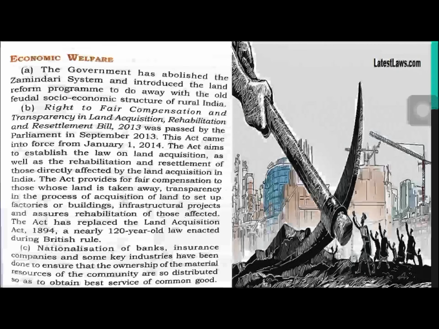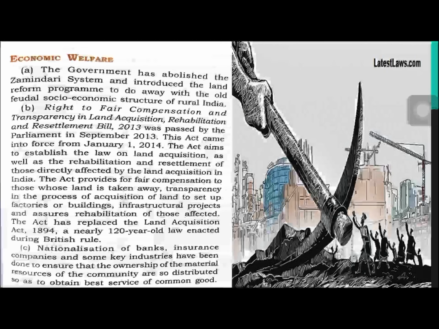Which brings us to economic welfare. We are doing only certain portions of this topic today. The first one talks about how the government has abolished the zamindari system and introduced the land reform program to do away with the old feudal socio-economic structure of rural India.